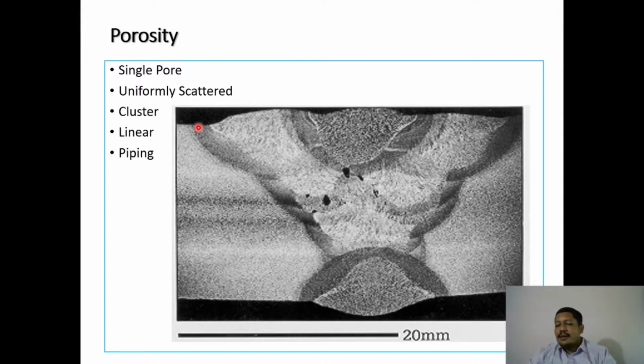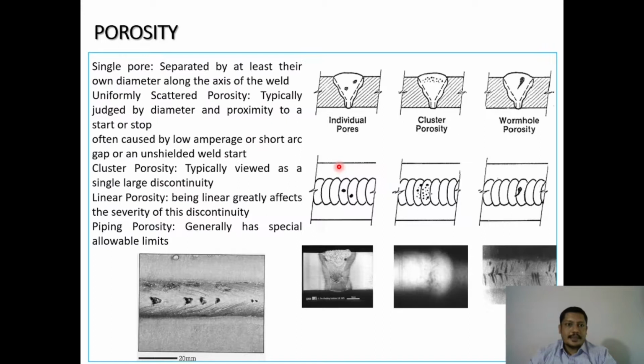The next important defect that happens in welding is called porosity. Porosity, I cannot say it is a defect, it is a discontinuity. Certain levels of porosity are acceptable, depending on your application. Porosity can be a single pore, uniformly scattered, cluster, linear, or piping. You can see in these areas no metal has been deposited, they are empty spaces normally called porosity in weld joints.